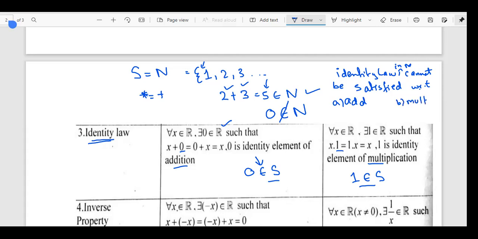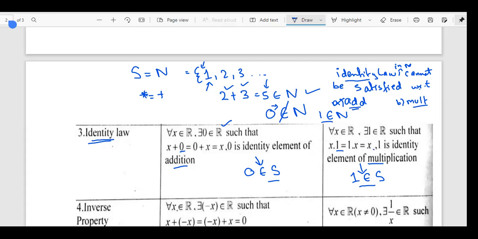Now, if we talk about multiplication, for multiplication, we want 1. We want that 1 should belong to natural numbers, and it certainly does. We have 1 in natural numbers. So yes, with respect to multiplication, the identity law is satisfied. So the answer would be A in this case, right? Because identity law cannot be satisfied with respect to addition because we do not have 0 in N, but we do have 1. So with respect to multiplication, the identity law is satisfied because we have 1.